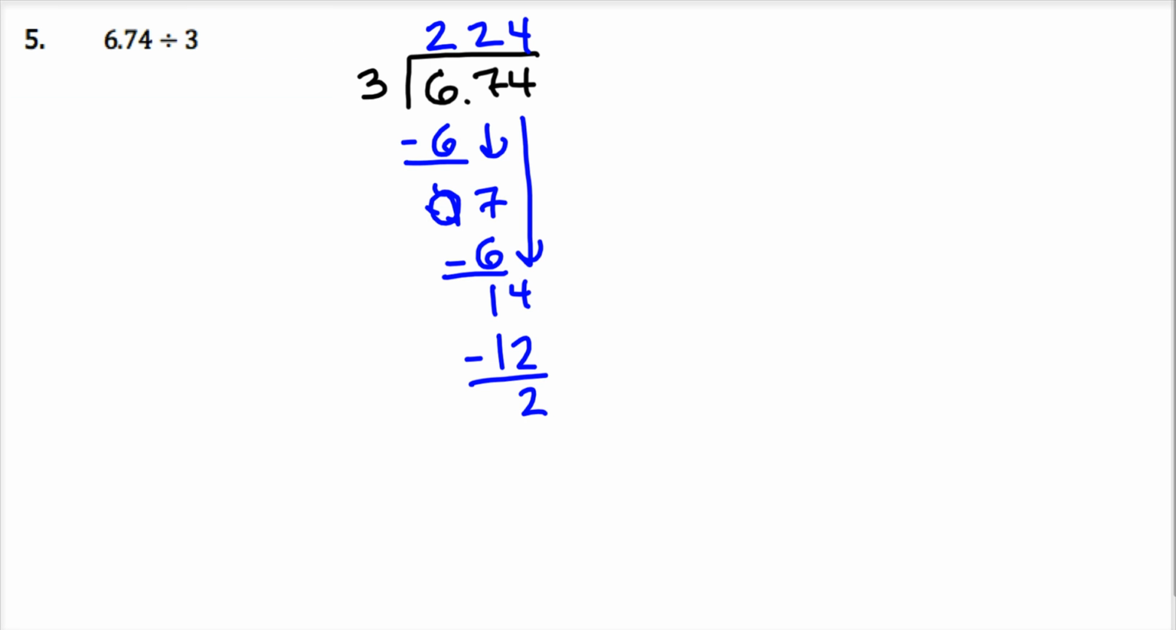Okay, so to continue the division process, we're going to add a 0 to the right of 6.74. 6.74 is the same as 6.740. And now I'm going to bring down this 0 and continue dividing. 3 will go into 20 6 whole times. 6 times 3 is 18. And then 20 minus 18 is 2.